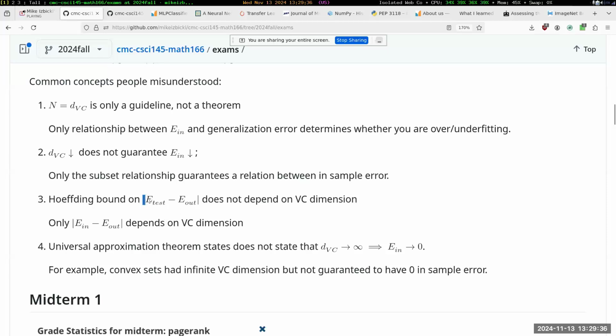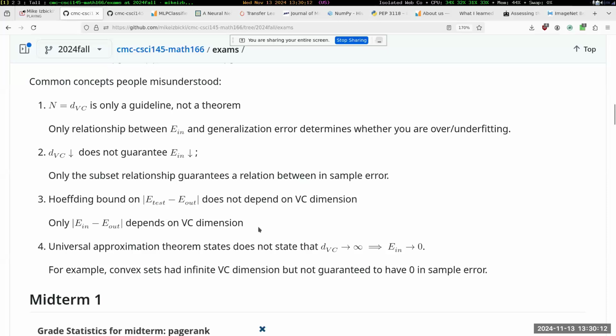The reason we can't use the Hoeffding inequality to bound the in-sample error versus the out-of-sample error is that all of the terms that we're summing in the in-sample error are not independent of each other, and the VC dimension is like a measure of how not independent they are. So the VC dimension controls this bound E-in minus E-out, but the test data points are independent of our training data points. So all of the terms being summed in the E-test are independent of each other, and we can use the Hoeffding, and that does not depend on the VC dimension.